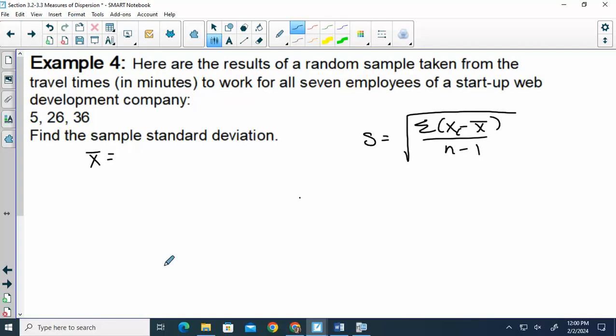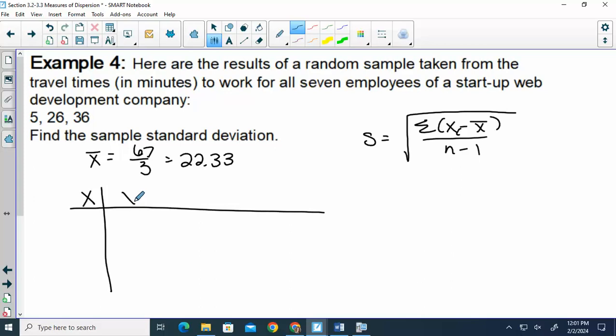So my mean, 5 plus 26 plus 36 divided by 3. So we have a mean of 22.3333. Let's just go 22.33 to give us fewer decimals as we're working through that whole table. So we want to do standard deviation. We have to have our value minus the mean, and value minus the mean squared.